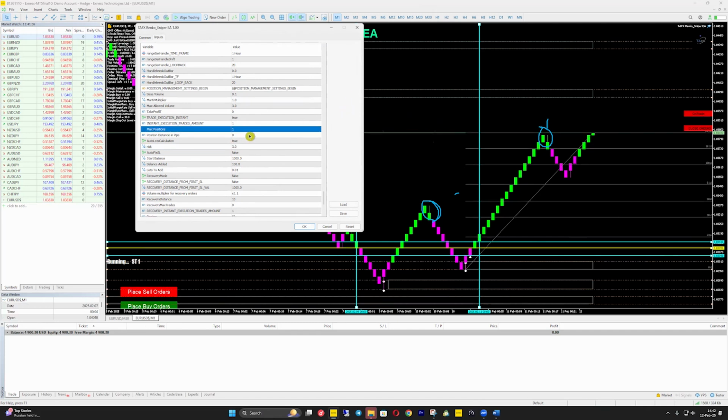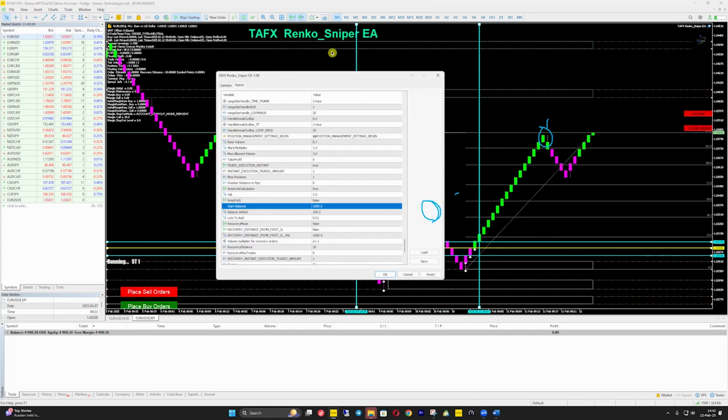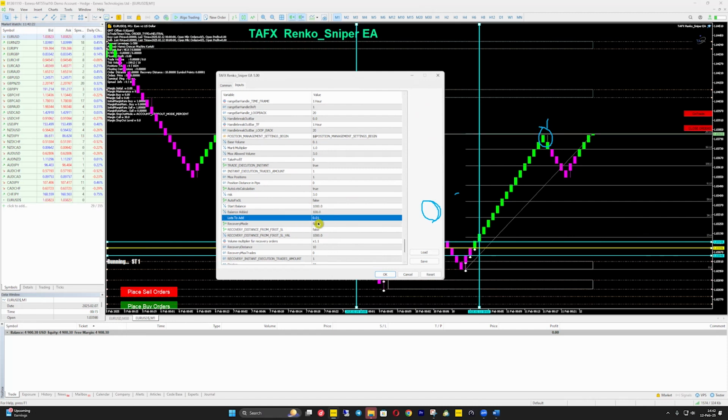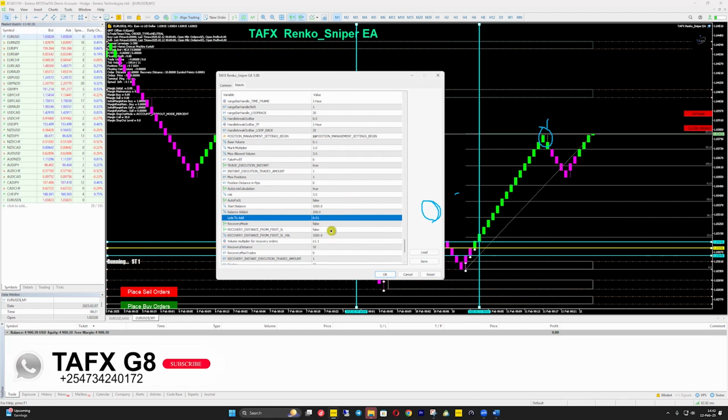The second thing you are supposed to understand about this system, the TFX RENKO SNIPER EA, is that it's also programmed with a trading plan. So it is not just an EA trading blindly, or trading each and every day. It has a trading plan, and this means whenever it has banked some profit, it will increase the lot size. If it has lost some money, it will decrease the lot size to make sure you are safe and you can never blow your account.